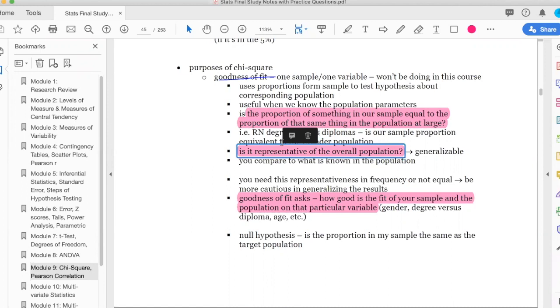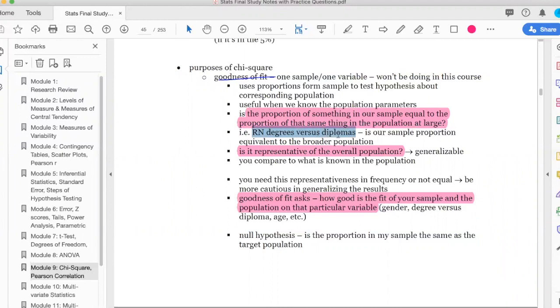Okay, so is the proportion of something in your sample equal to the proportion of that same thing in the population? You remember we talked earlier about your standard error? It's a very similar concept. We have 100 people, 50 of them have diabetes. Is that representative of the population at large? Obviously not, because 50% of the population doesn't have diabetes, right?